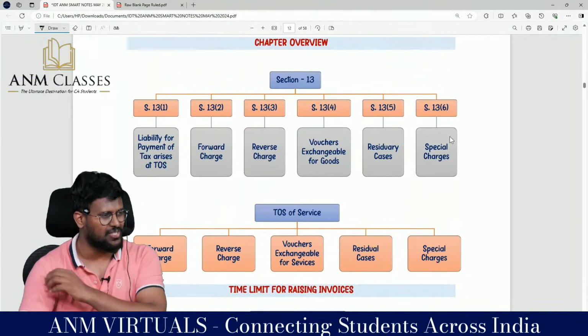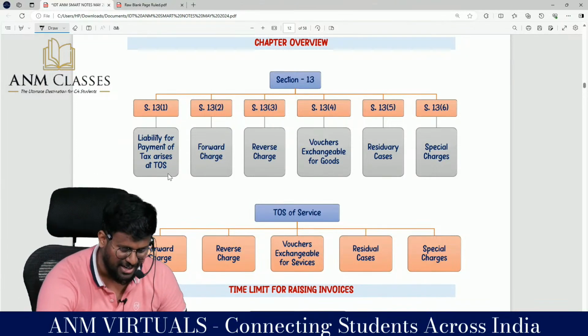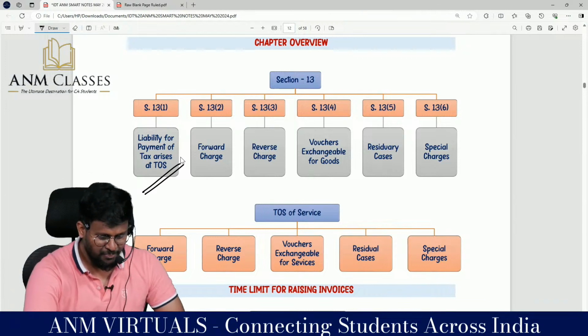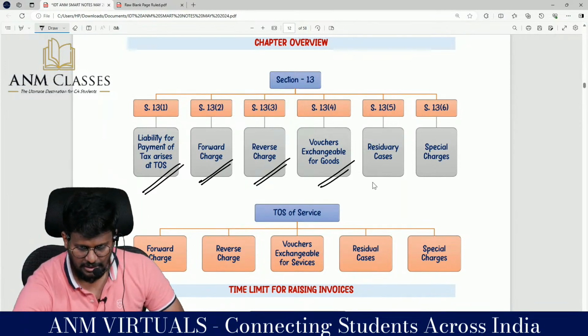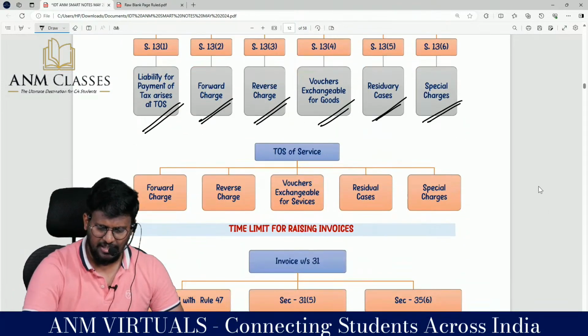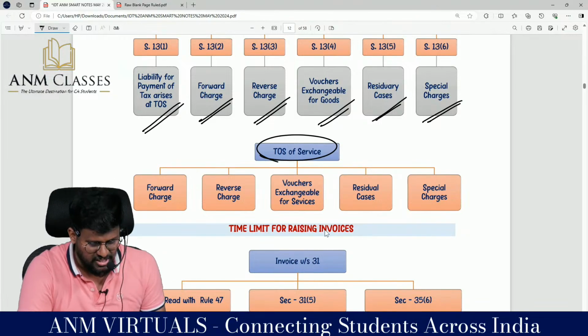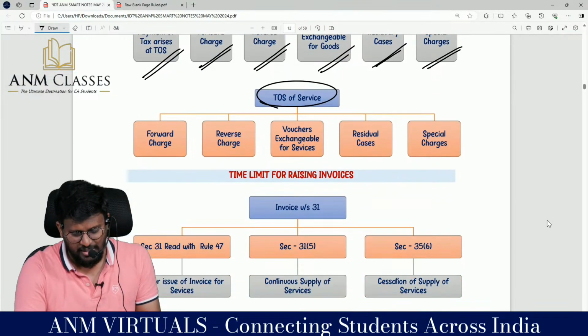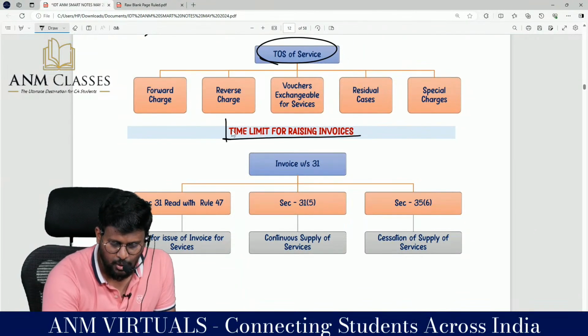Sir, section 13 is classified into the same 6 categories. 13(1), 13(2), 13(3), 13(4), 13(5), 13(6). 13(1), liability for payment of tax arises at; 13(2), 13(3), 13(4), 13(5), 13(6). Sir, time of supply: forward charge, reverse charge, vouchers exchangeable for services, residual cases and special charges. Right? Yes, sir. These are the time limits for raising invoices.